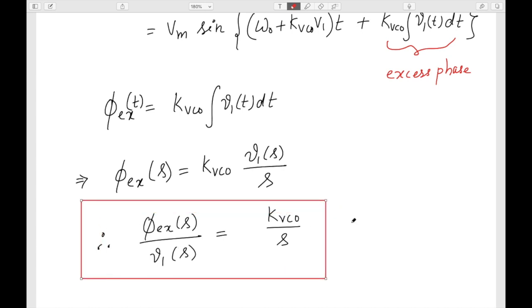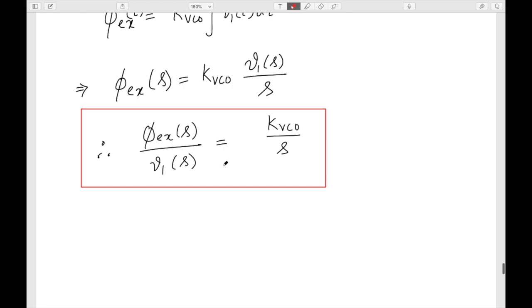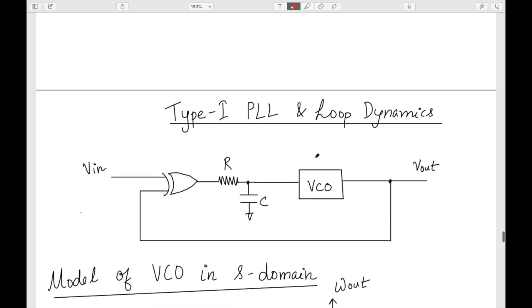Much of the confusion arises because people think the output of the VCO is an integration of the control voltage. No, this is not true. This is only the excess phase. The excess phase that the VCO is generating is the integration of the change in the control voltage. That is what we have to remember. So this is the small signal model of the VCO for a small change.